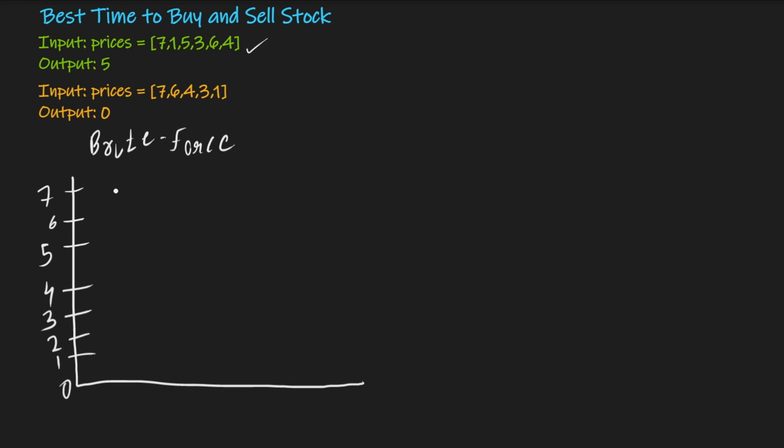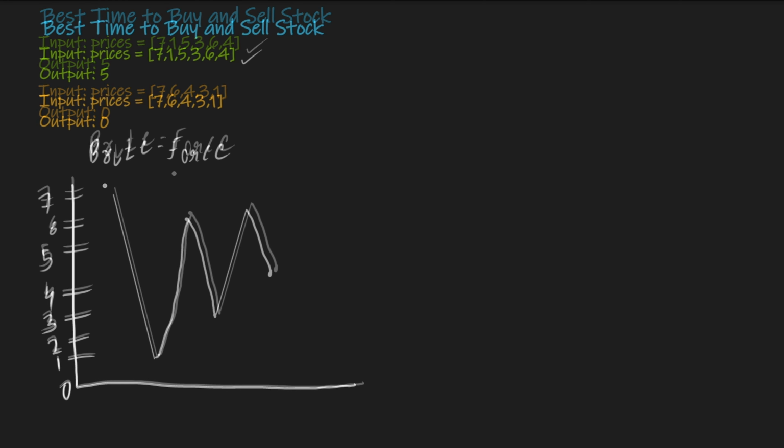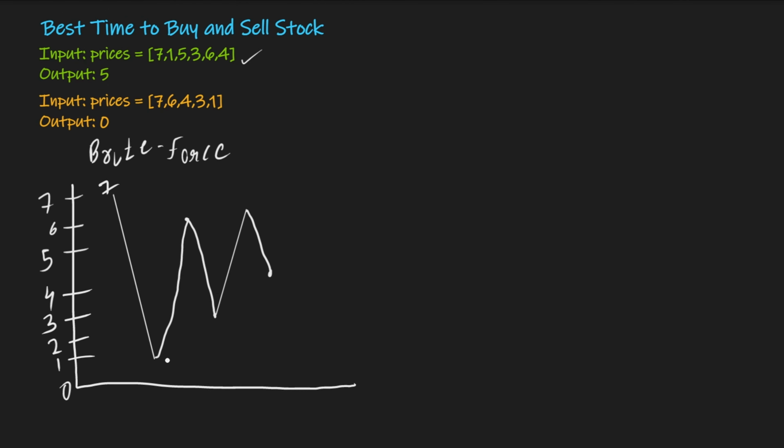On the starting day, the price is at 7. On the next day, the price goes to 1. It falls. Then on the next day, it jumps again to 5. And on the next day from that, it goes down to 3. After that, it goes directly to 6. Then on the next day, it goes from 6 to 4. So this is the graph for the first input. So here the price is at 7, then 1, then 5, then 3, then 6, then 4.